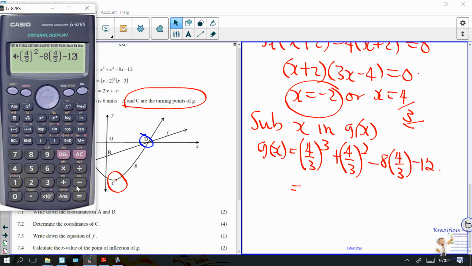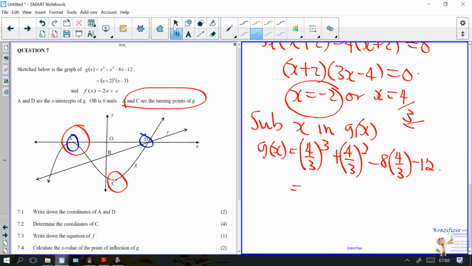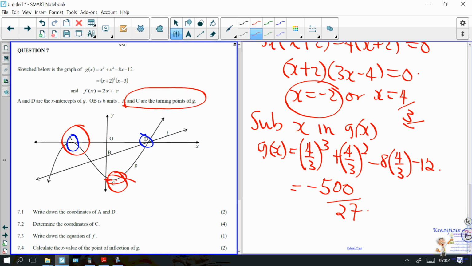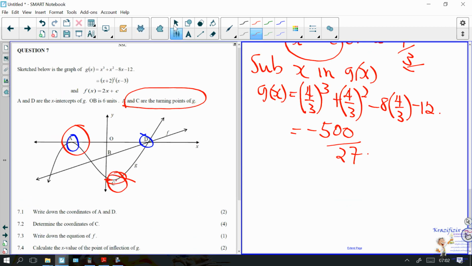My y value should be negative. Let's see. Yes, correct. Negative 500 over 27. You see, it's negative here because on my y it's negative. So what's my coordinate of C? C is 4 over 3 and negative 500 over 27. That is the coordinate of C.